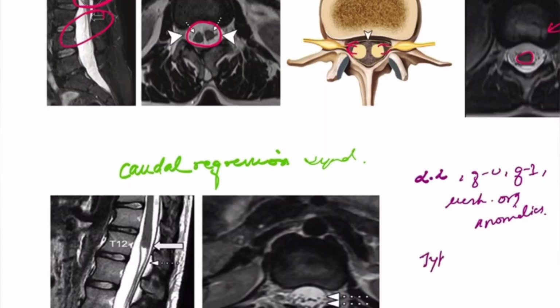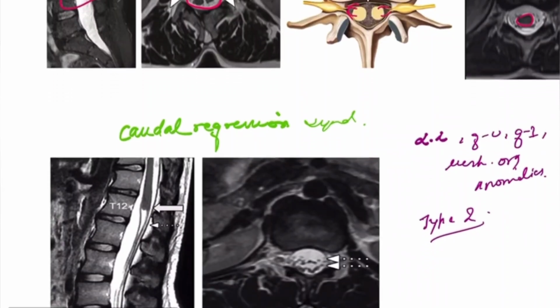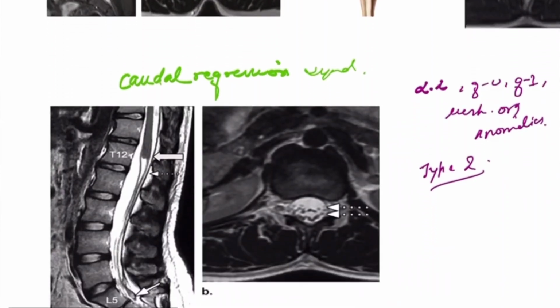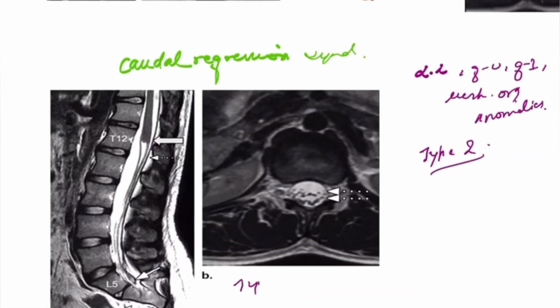Okay, so these are also of two types. Okay, the type 1 is the more severe form, just like type 1 diastematomyelia, which is more severe. Similarly, caudal regression type 1 is also more severe. There is major vertebral dysgenesis. Okay, like in type 1, the vertebral bodies from lower thoracic to coccyx level may be absent. Okay, so there is a major severe degree of vertebral dysgenesis.